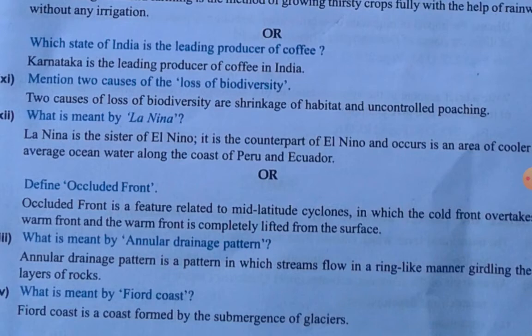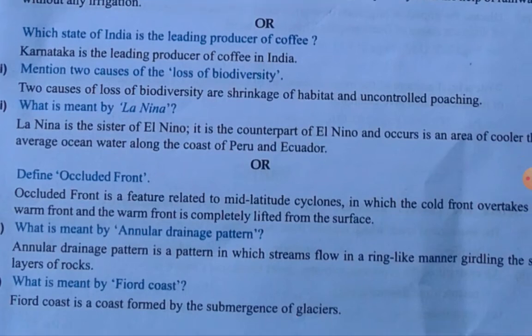The causes of the loss of biodiversity are shrinkage of habitat and uncontrolled poaching. What is meant by La Nina? La Nina is the sister of El Nino. It is the counterpart of El Nino and occurs in an area of cooler average ocean water along the coast of Peru and Ecuador.